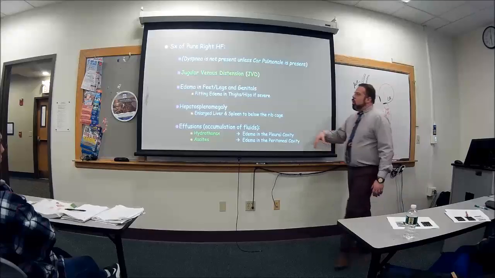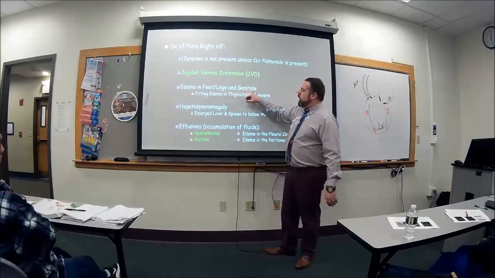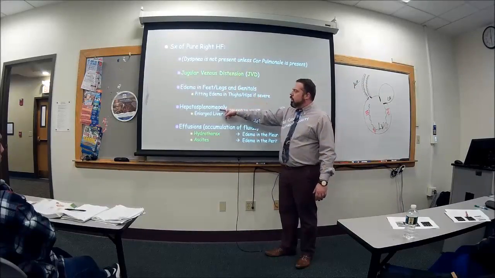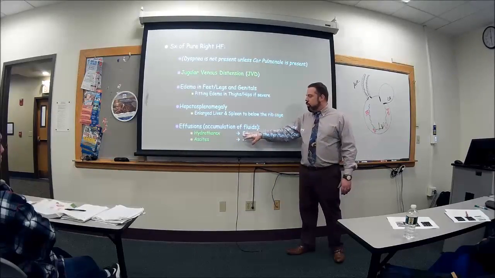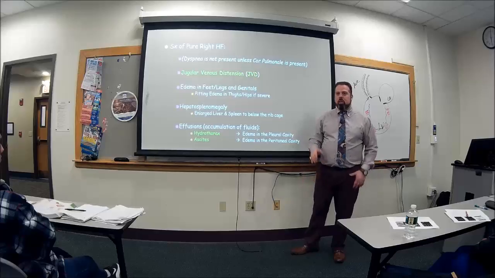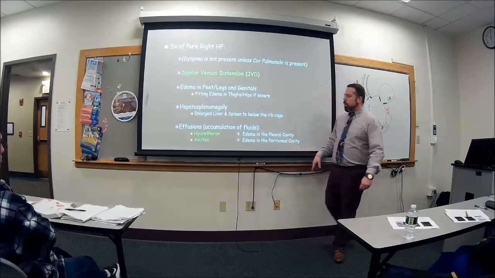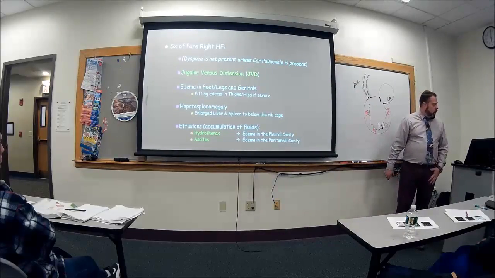Okay? So like I said, you get edema in the feet and legs, the genitals, pitting edemas could go high. You've got the liver and the spleen both being enlarged. And like I said, effusions could happen in the thorax, we call that hydrothorax, in the pleural cavity, or if it's in the peritoneal cavity, we then call it ascites.